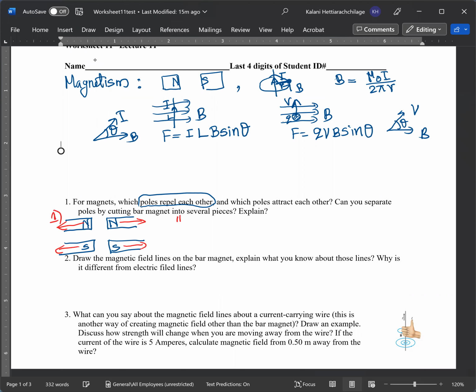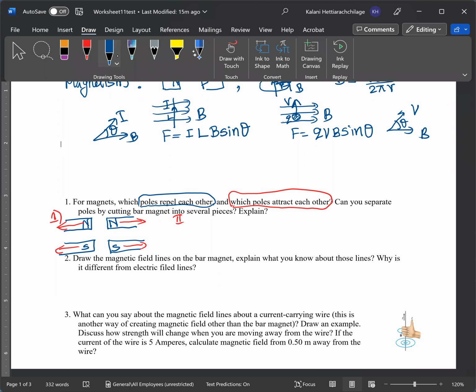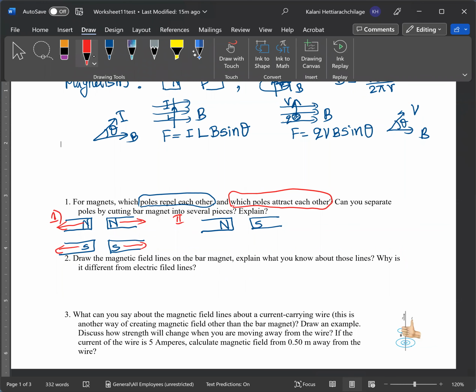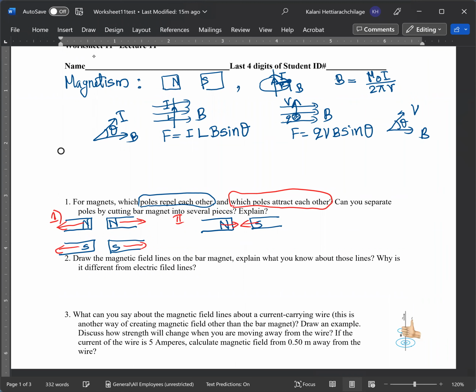Now the second part is asking which poles attract each other. That means you should have different pole magnets, north and south. They're definitely going to attract each other. That means you have a magnetic attraction force, we'll say. Okay, and can you separate poles by cutting the magnet? That is the next part. If you watched the lecture part, I explained it.